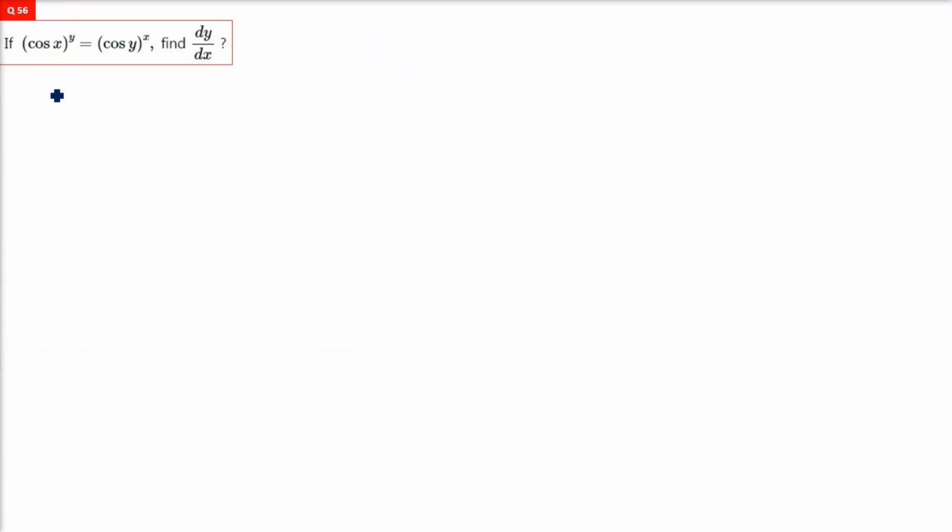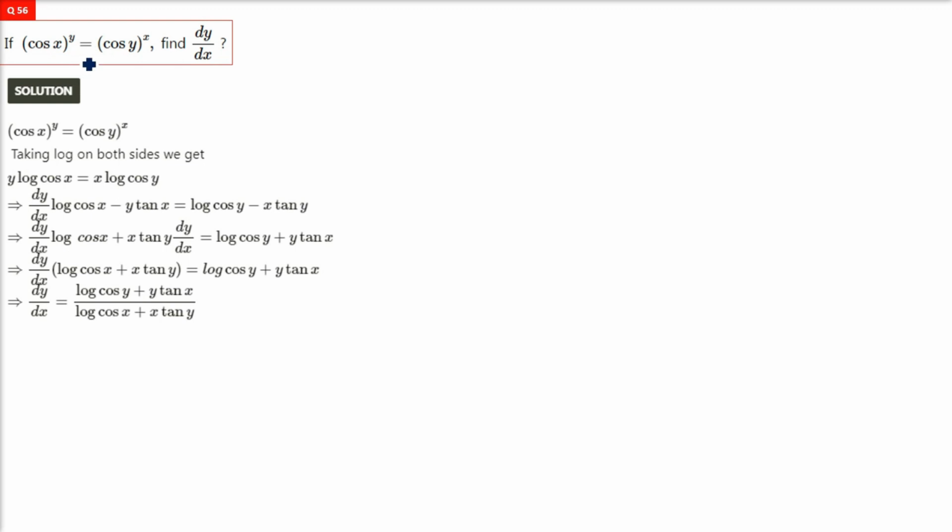cos x to the power y and cos y to the power x, we have to find dy by dx. Okay, so it is quite straightforward also. Take the log on both the sides. So if you take log, it will be y log cos x equals x log cos y. So it will be now differentiated.